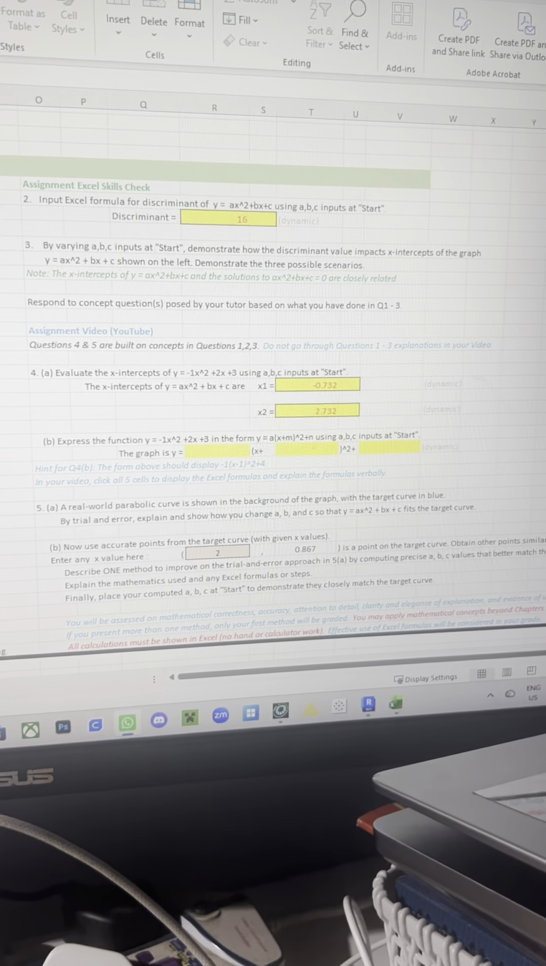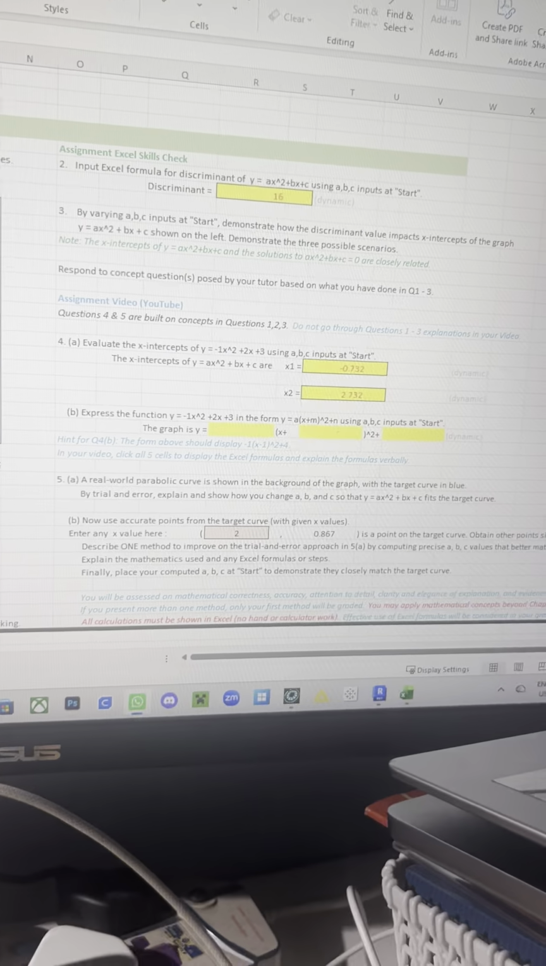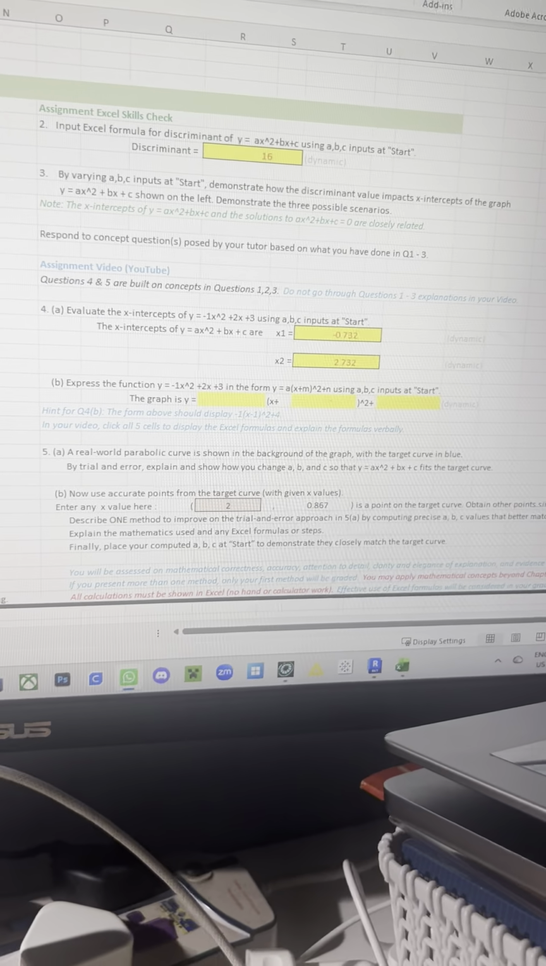Hello, for today I'm going to be explaining question 4 and question 5 for the Emath1 Excel assignment. I'll start with question 4 part A.